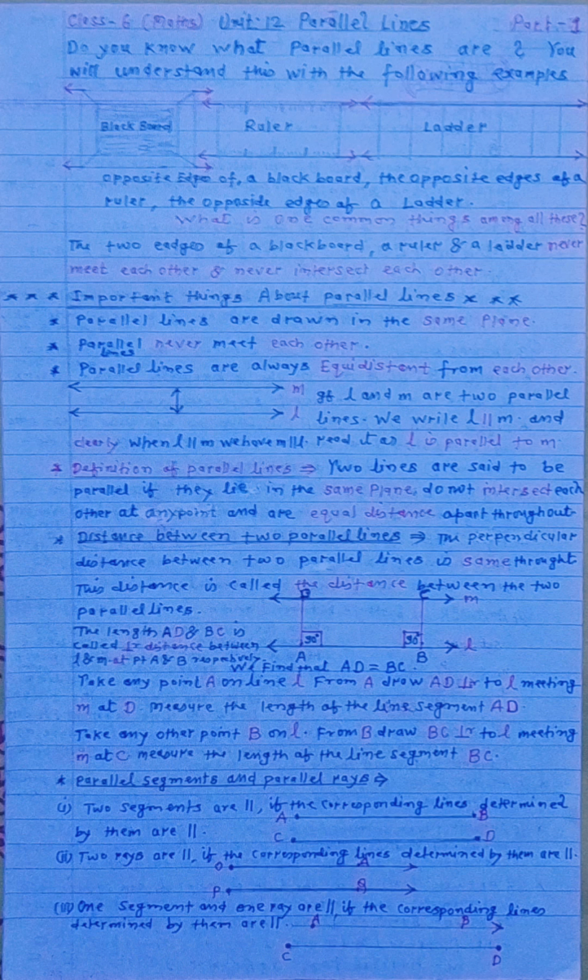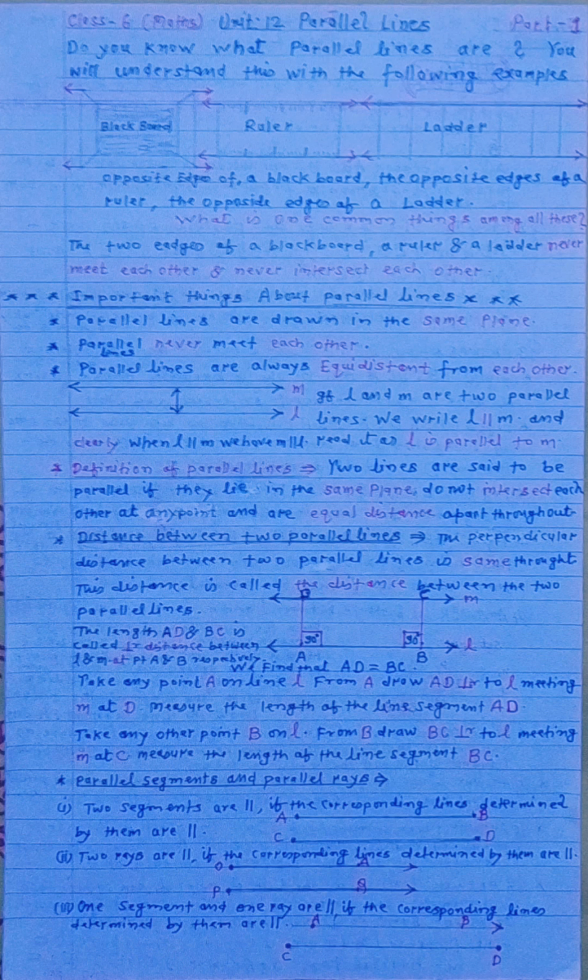Now the next point, distance between two parallel lines. The perpendicular distance between two parallel lines is the same throughout the lines. This distance is called the distance between the two parallel lines. Now we are taking two examples. Two lines I have taken, AB and CD, or also L and M. The lengths AD and BC are called the perpendicular distance between L and M at points A and B respectively.